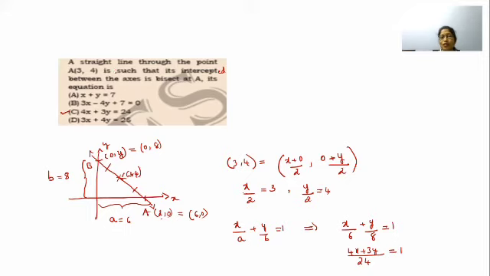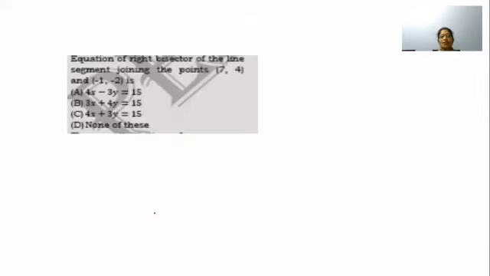So you need to follow each and every word that is given in the question. What do you mean by bisected? This is the midpoint. Use the midpoint formula. Find out what A and B are. Once you know A and B, you get the x-intercept and y-intercept. Once the intercepts are known, you know how the equation can be got. Use the intercept form, substitute for a and b, and on simplification we get option C as our right answer. Okay, this is also a good question.